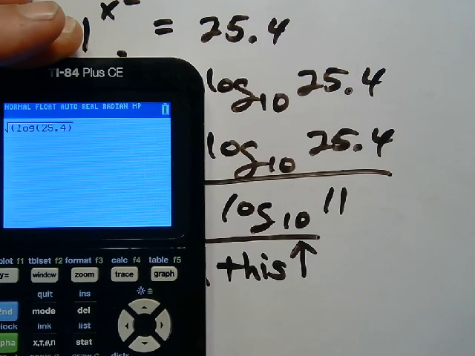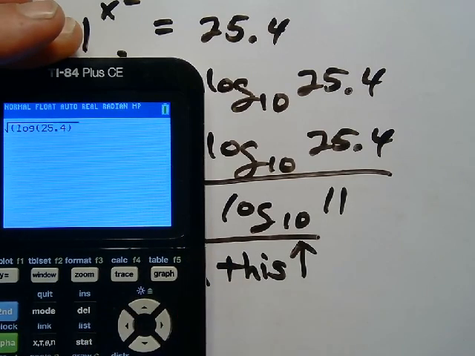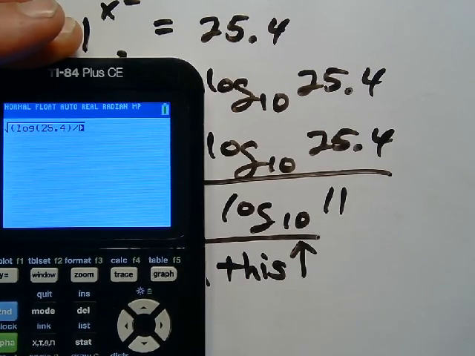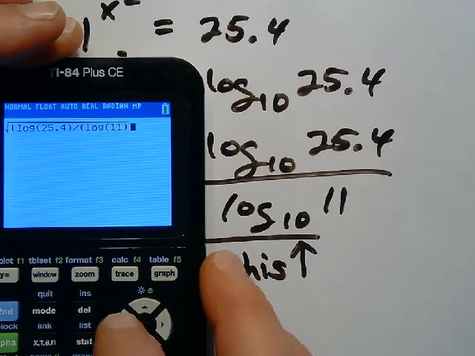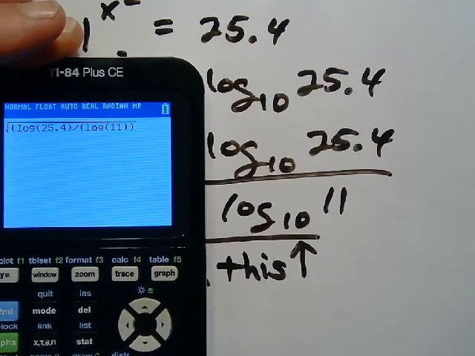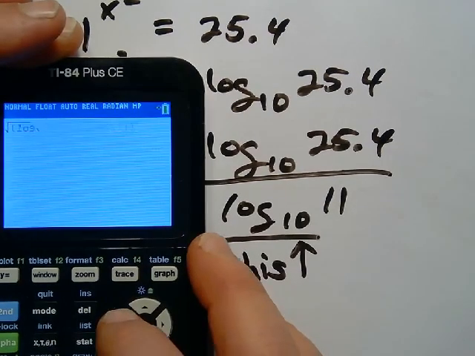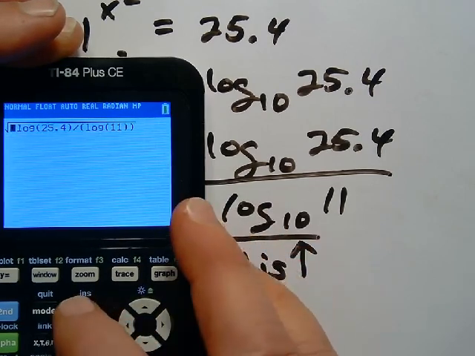And divide by, oops, I'm sorry, I've got to take the square root of the whole thing, so let's back up again here. Still underneath, divided by, parentheses, log base 10 of 11. Now I'm going to get out from underneath the radical. So let's look at it again. Log base 10 of 25.4 divided by log base 10 of 11. I'm going to have to close that parentheses again here. Okay, I closed the numerator, and I also closed the denominator. Actually, I've got an error over here I've got to go back and fix. I don't need this parentheses right here. That's going to confuse it.